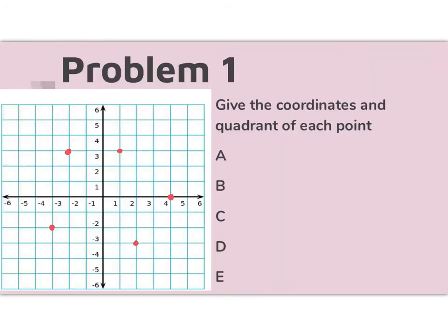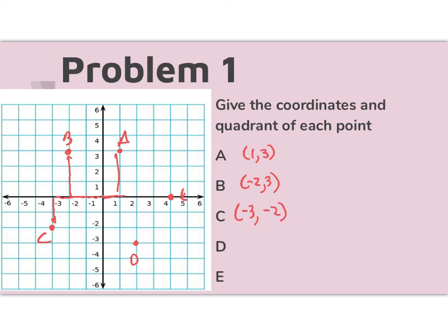Okay, so for the only problem, all you had to do was give the coordinates of each quadrant point, A, B, C, D, and E. Okay, so A, you go in X, and then you look in Y, and that is 1, 3. And then for B, you go on X, and you look in Y, and that is negative 2, 3. For C, you go on X, and then you go on Y, and that is negative 3 in X, negative 2 in Y.